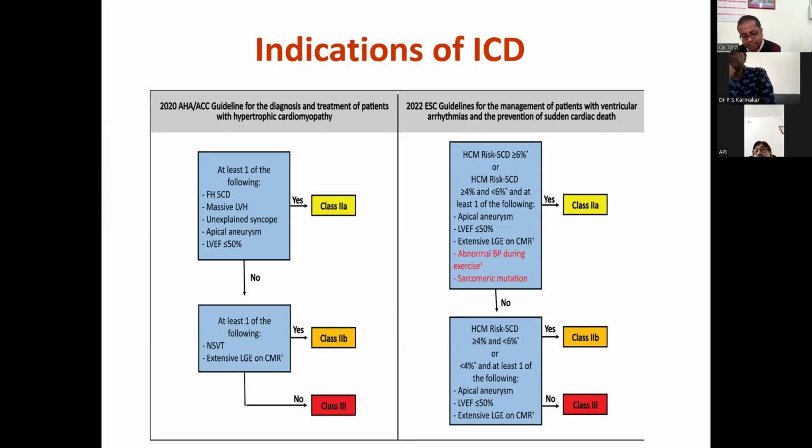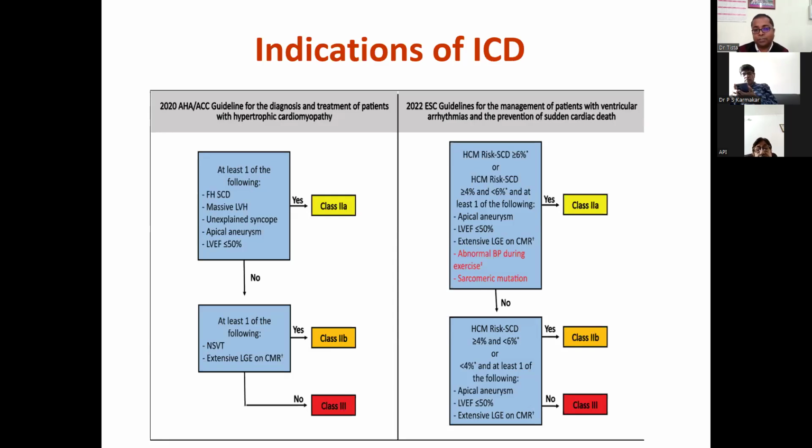Remember, in HCM the LVEF is regularly more than 50%. But if the ejection fraction is low, that means there have been episodes of heart failure continuously occurring in this case. So with these findings, this is a class 2A indication. Remember, there is still no class 1 indication for HCM. It is a class 2A indication for putting in ICDs.